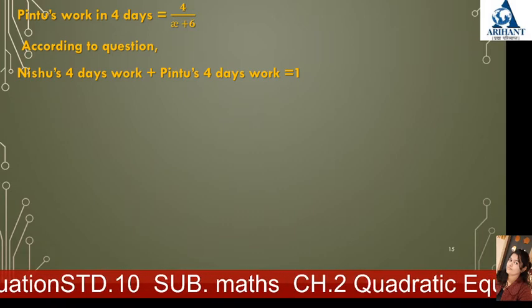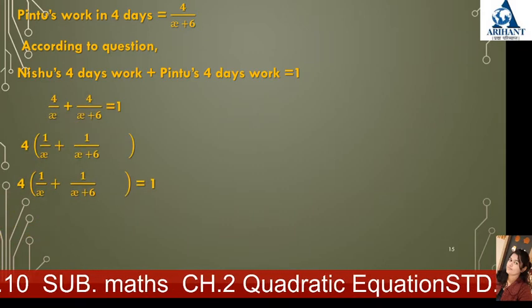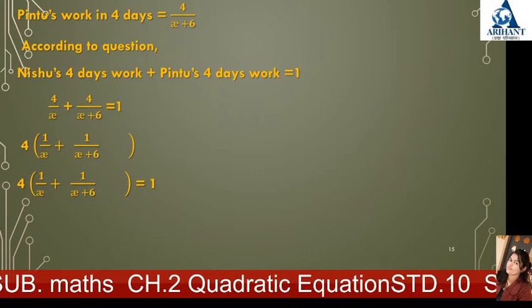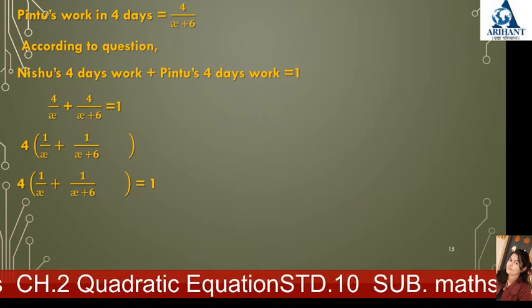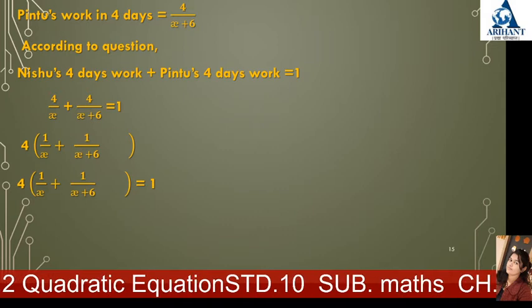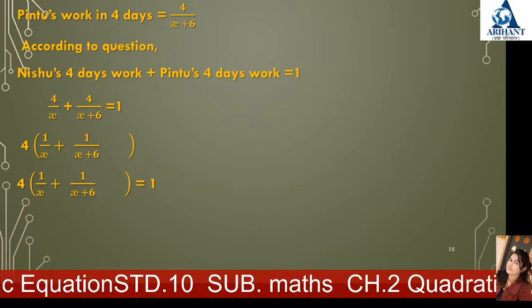They complete their work in one day, right? That's why we took 1 over here. So next, simplify this. Nishu's 4 days work is 4 upon x plus Pintu's 4 days work, that is 4 upon x plus 6, that is equal to 1.